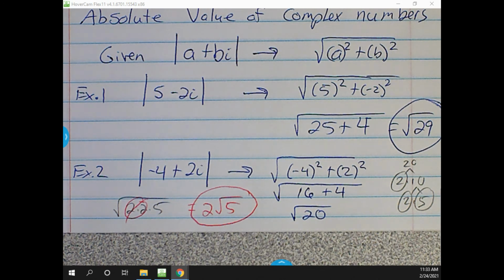Okay, so with absolute value, it's about a 50-50 shot. Some of them break down, some of them don't. It just really depends on the numbers. All right, and then the last couple of things. That's about as far as we'll get. We didn't quite get everything, but we'll get the rest of it tomorrow. The last couple of things with complex numbers.